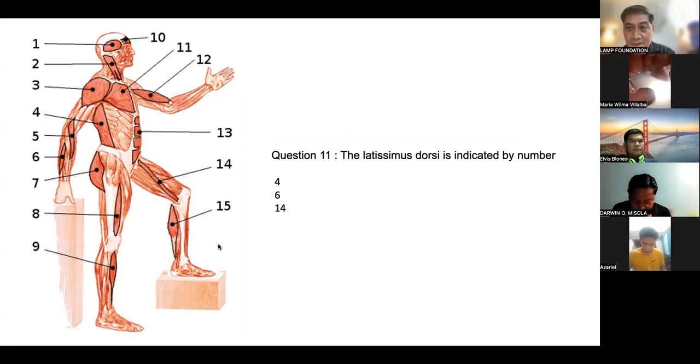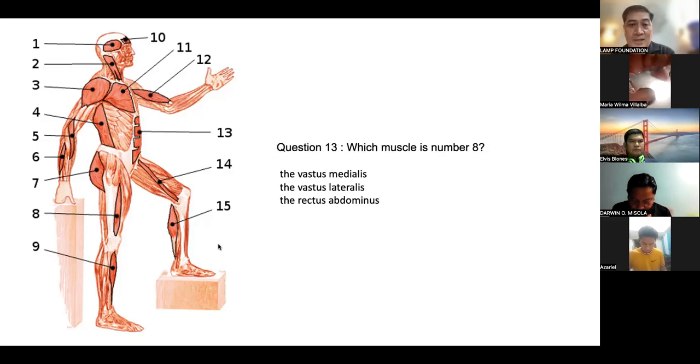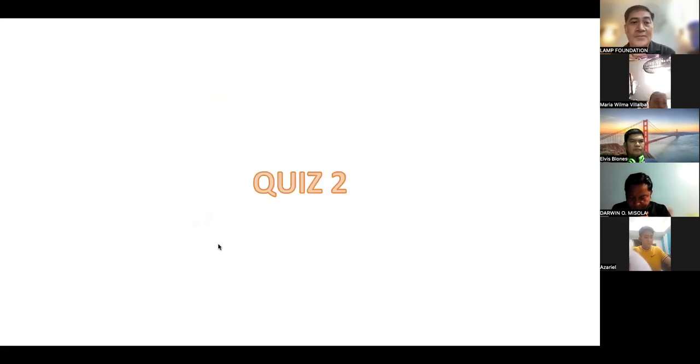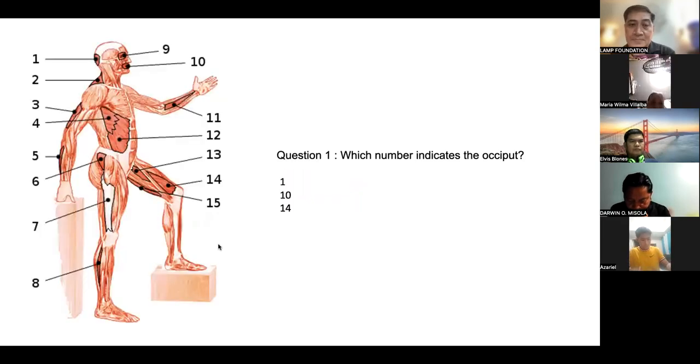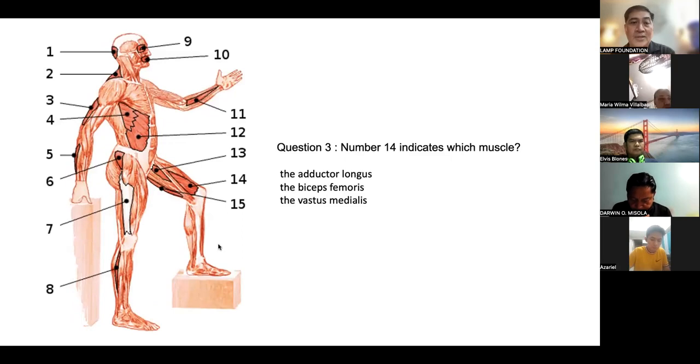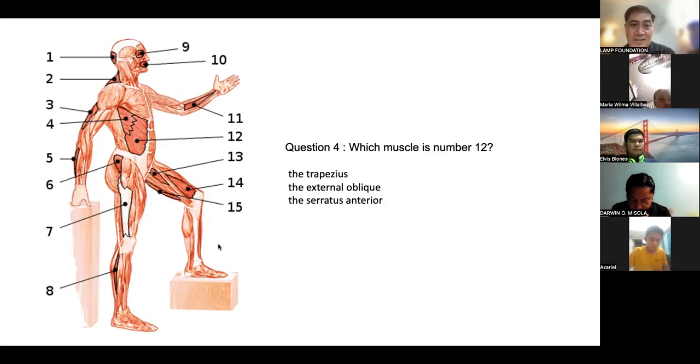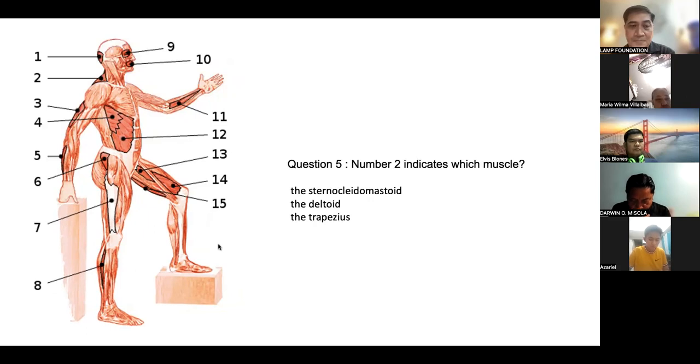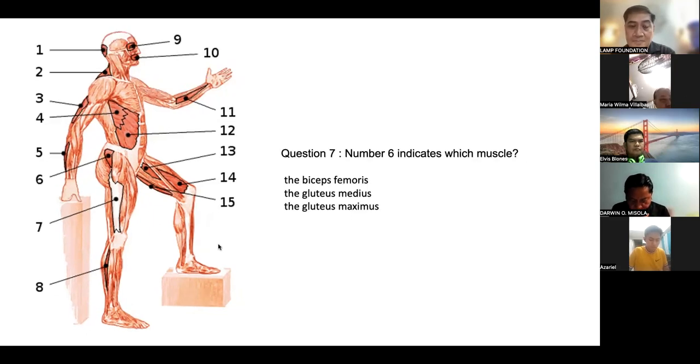Brachioradialis. Okay, very good. Extensor digitorum is indicated by number what? Number 6. Which number indicates the occiput? 1. Which muscle is number 10? Orbicularis oris. Number 14 indicates which muscle? Vastus medialis. Which muscle is number 12? External oblique. Number 2 indicates which muscle? Trapezius. Which number indicates the serratus anterior? 4.